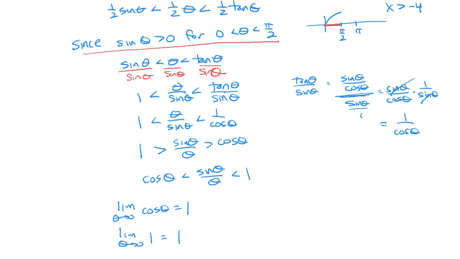So then we could say, therefore, by the squeeze theorem or the sandwich theorem, whichever term you prefer, we can say that the limit as theta approaches 0 of sine of theta over theta equals 1. And that's what we needed.